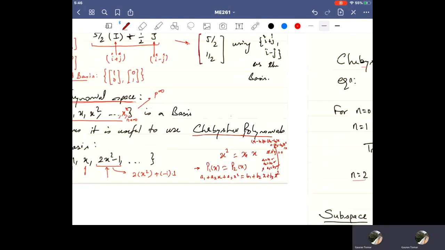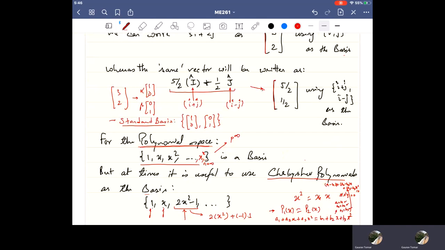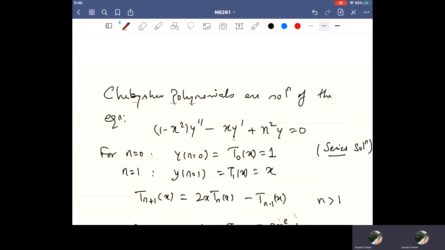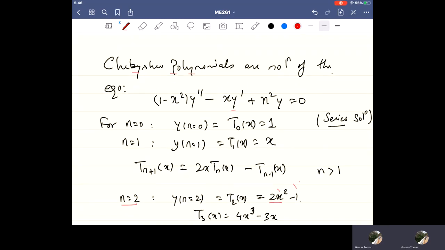Now when we use Chebyshev polynomials as the basis, again you can use the same concept, because 1, x, and 2x square minus 1 are all linearly independent. Just a brief word about Chebyshev polynomials. Chebyshev polynomials are essentially solutions of this differential equation: (1 minus x square) d2y/dx square, minus x times dy/dx, plus n square y is equal to 0.